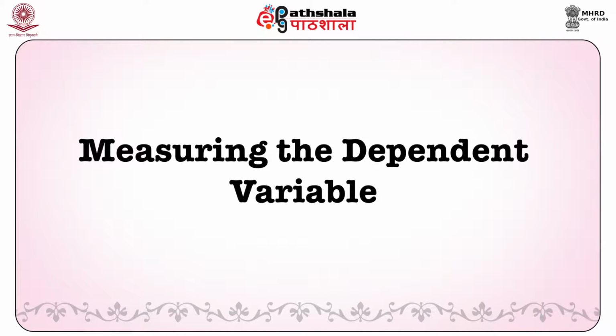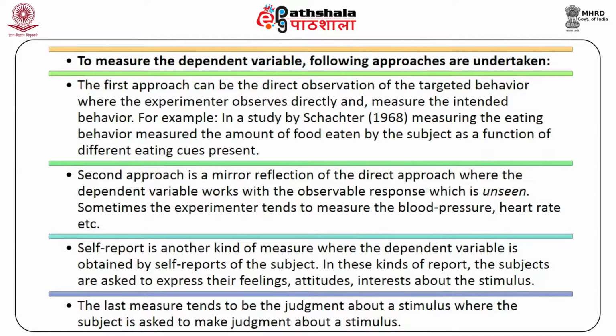Measuring the dependent variable. To measure the dependent variable, the following approaches are undertaken. The first approach can be direct observation of the targeted behavior, where the experimenter observes directly and measures the intended behavior. For example, in a study by Schachter in 1968, measuring eating behavior, the amount of food eaten by the subject was measured as a function of different eating cues present.